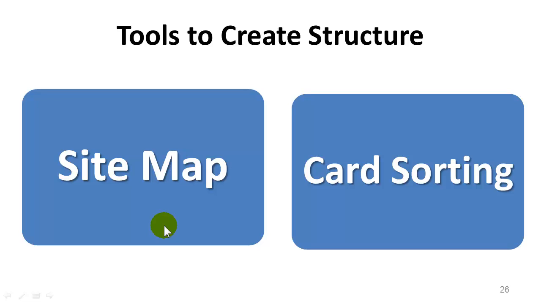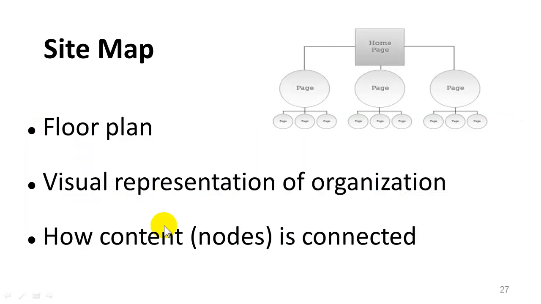Two commonly used tools to create an organization of a structure are a sitemap and another procedure called card sorting. Here again, a sitemap is a floor plan or a visual representation of our organization, how everything is going to be connected. And a lot of times, your conceptual sitemap will be the actual structure of the website or of a document or another product.